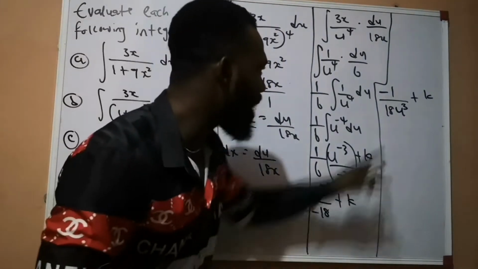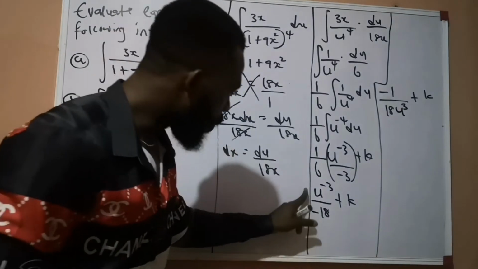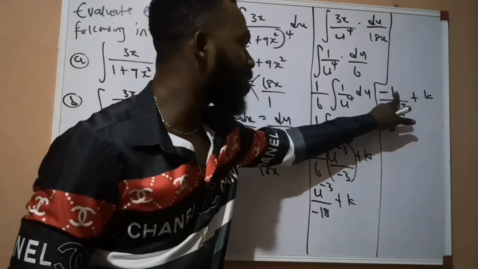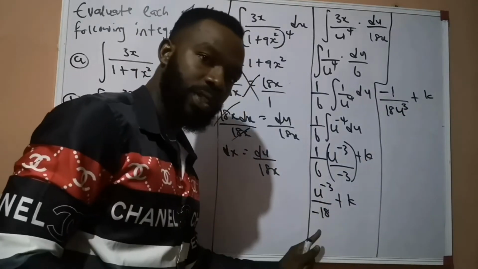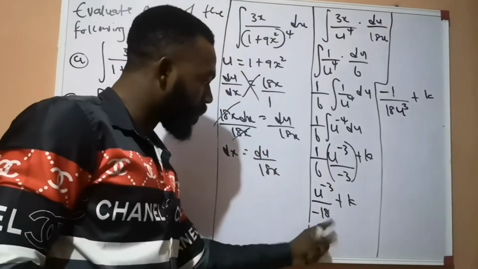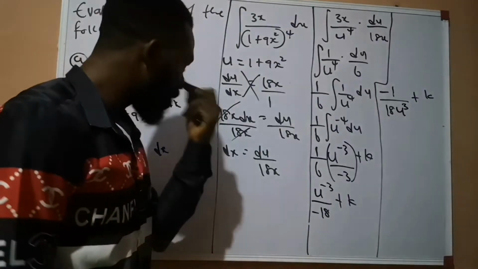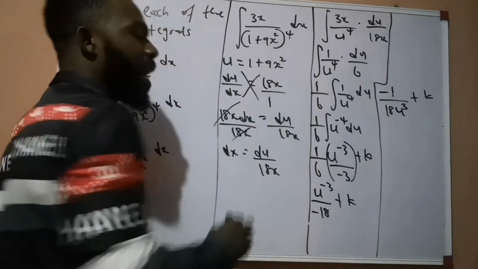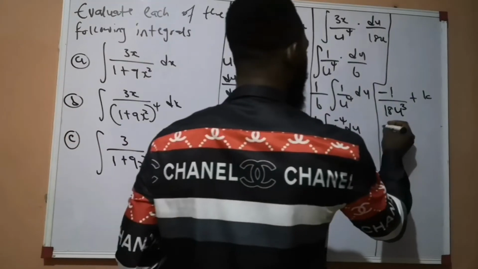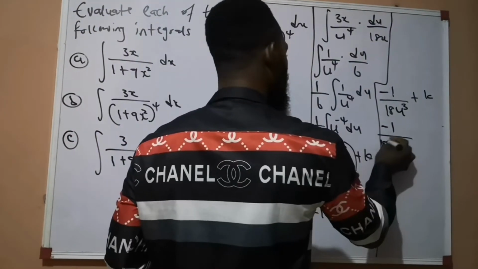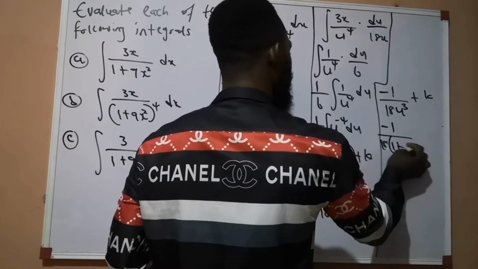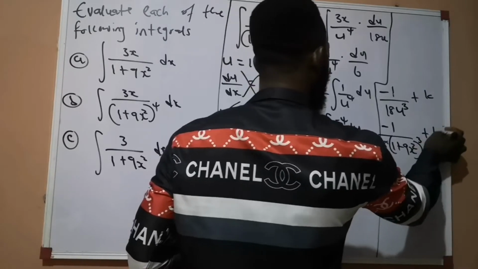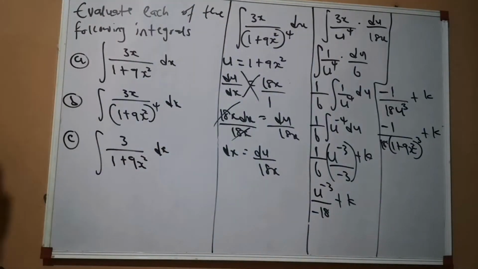Now I come again. How did I get this minus here? Because we have a positive sign, and positive divided by a negative will give us negative. How did I get this 1? The u that came down, we have 1 left. When the u comes down, it will multiply the 18 that is at the denominator, so I have 18u raised to the power 3. But don't forget we said that u was 1 plus 9x squared. So the final answer becomes minus 1 over 18 into brackets 1 plus 9x squared, raised to the power of 3, plus k. This becomes the answer to that question.